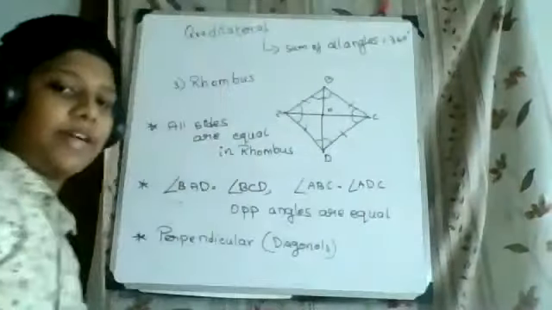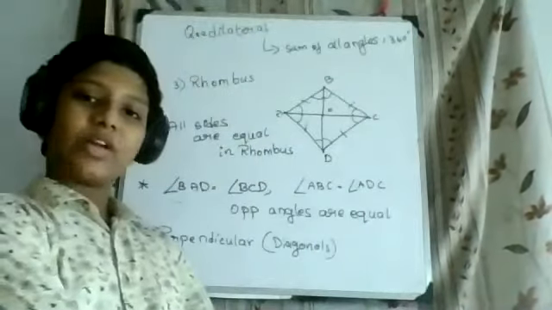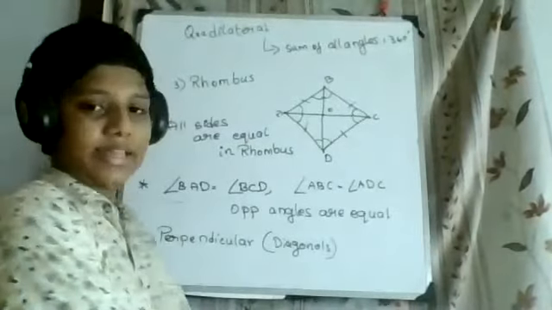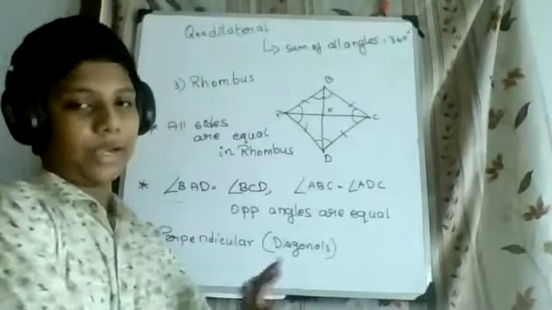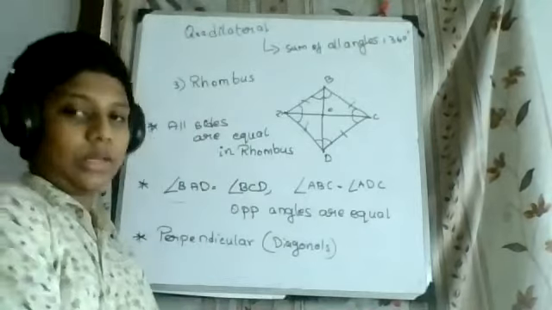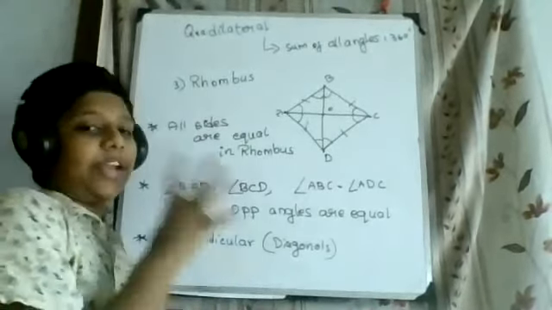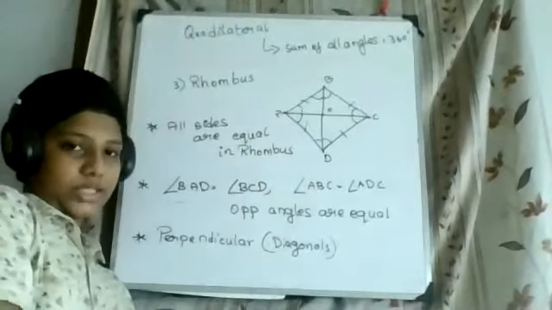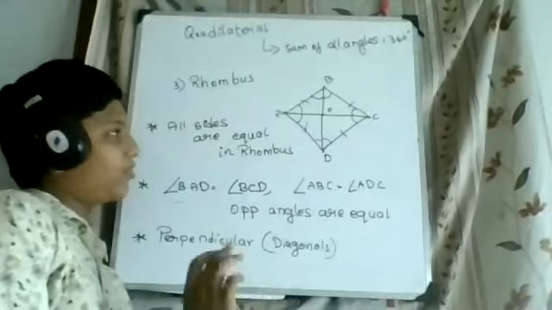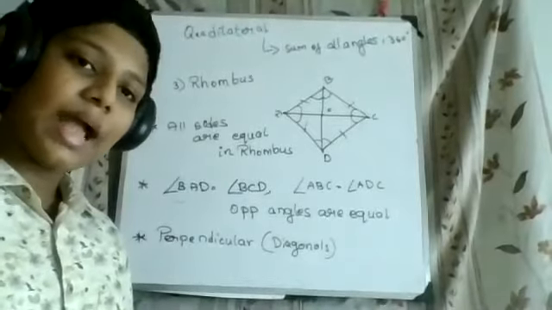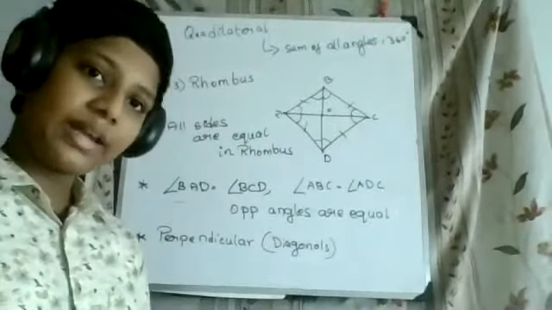Okay. Now let us revise the rhombus properties. All sides are equal in a rhombus, opposite angles are equal, and diagonals bisect each other perpendicularly. Now see, A, B, C, D, all sides are equal. Then which property will make this rhombus a square? If they ask this question, what do you do? Now I will tell the property. If one angle is 90 degrees, then it will become a square.